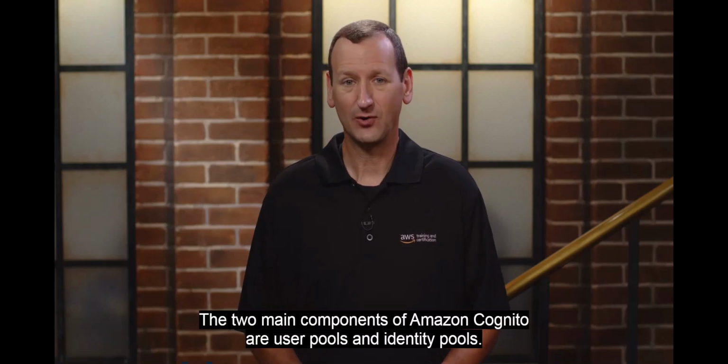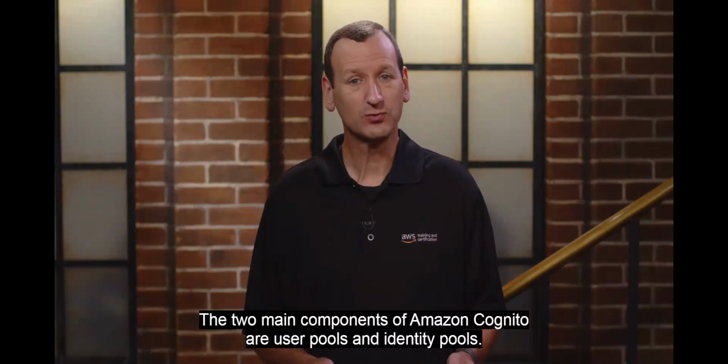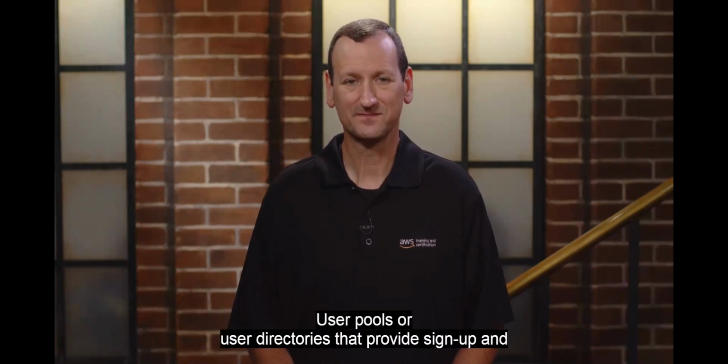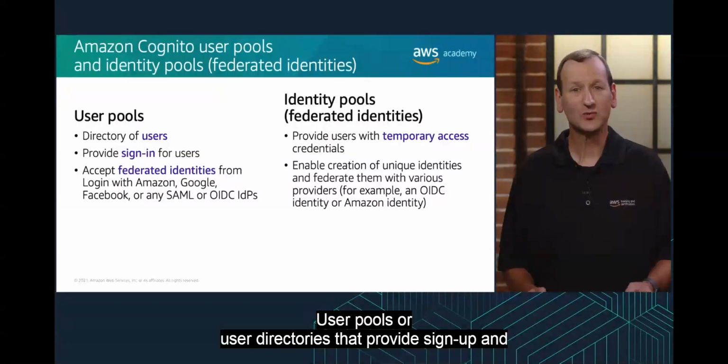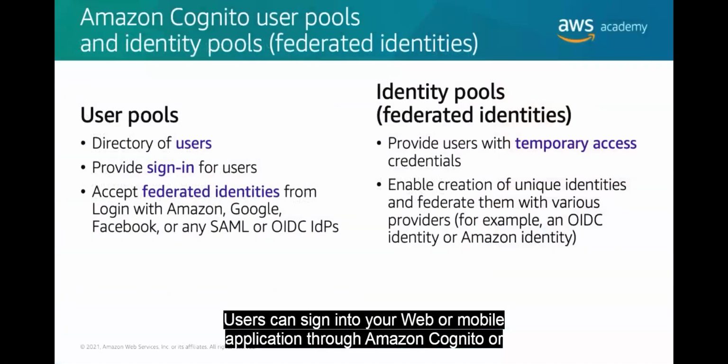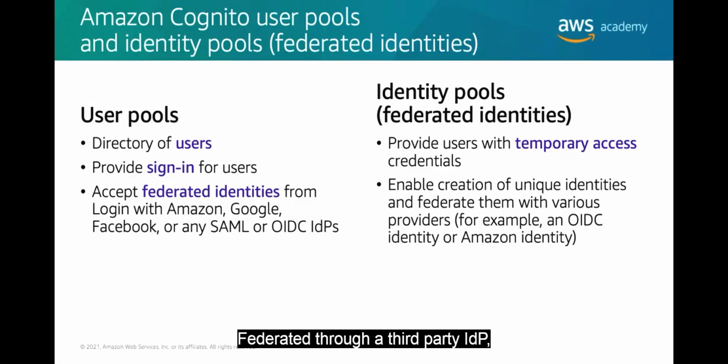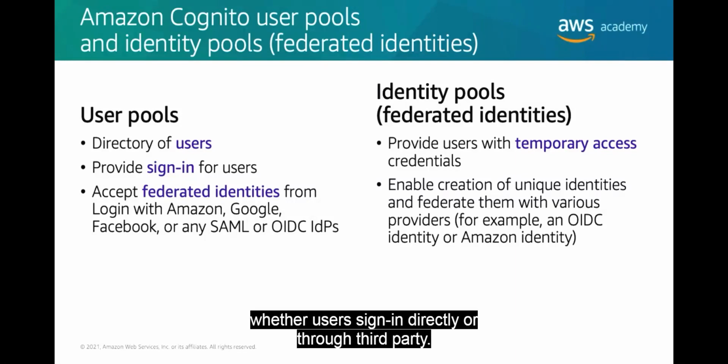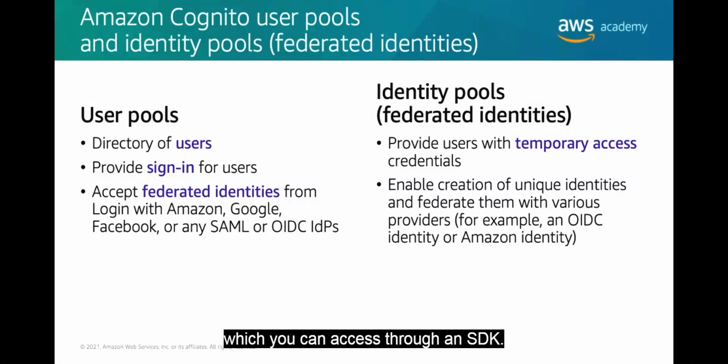The two main components of Amazon Cognito are user pools and identity pools. User pools are user directories that provide sign-up and sign-in options for your application users. Users can sign into your web or mobile application through Amazon Cognito or federate through a third-party IDP. Whether users sign in directly or through a third party, all members of the user pool have a directory profile which you can access through an SDK.